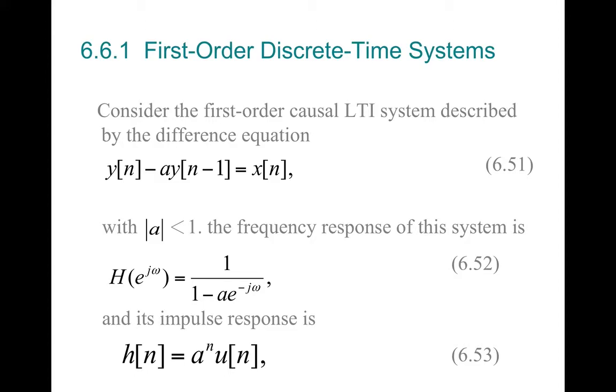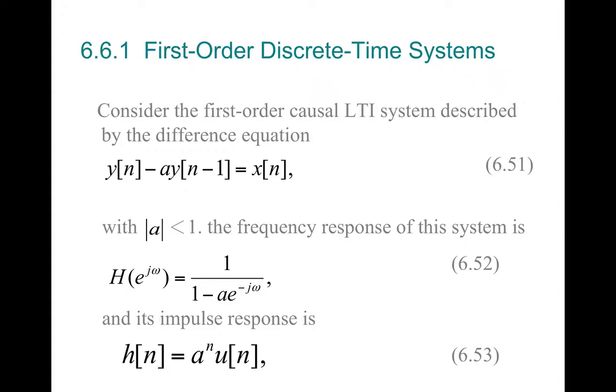Alright, so today we'll start by talking about first-order discrete time system. Consider the following first-order causal LTI system: y[n] minus a y[n minus 1] equals x[n], where the magnitude of a is smaller than 1.